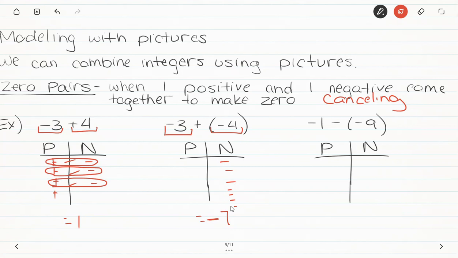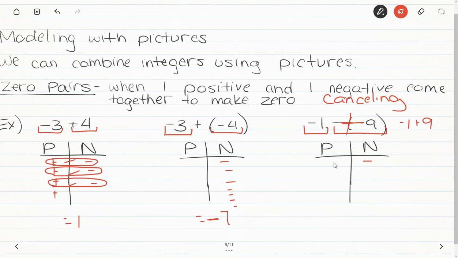And then the last one, I have this -1. So I'm going to document a -1 on the negative side. But then here's where things get tricky. I have a -9. Minus negative, the opposite of -9. What is the opposite of -9? The opposite of -9 is +9. Remember, you can draw in that little plus sign there. So this actually is written as -1 plus 9, if you want to get fancy with it.